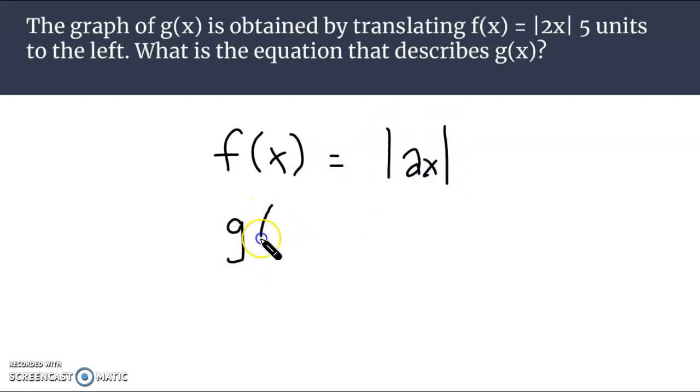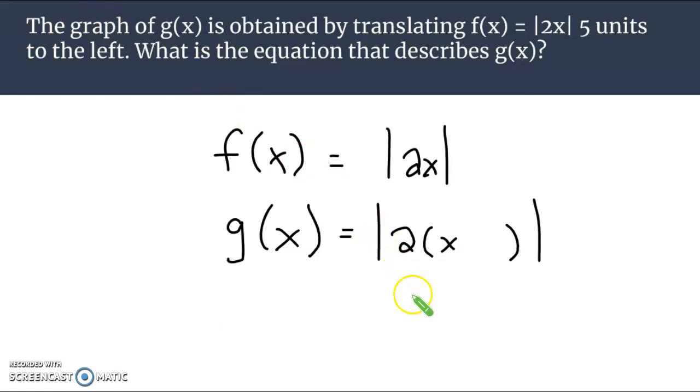But I'm going to do g of x, and we think of the x as its own little mini function, and that's the thing that gets moved, not the 2. The 2 isn't part of it. Just think of the x. That's why we put it in parentheses, 2 parentheses, and then we're going to do something with the x here and then close it out, absolute value. And if I'm going to the left, it's kind of the opposite of what I think. To the left on the x-axis have negative values, but it's the opposite. So I'm going to actually do a plus 5 here. And this tells me the original function gets shifted 5 units to the left.